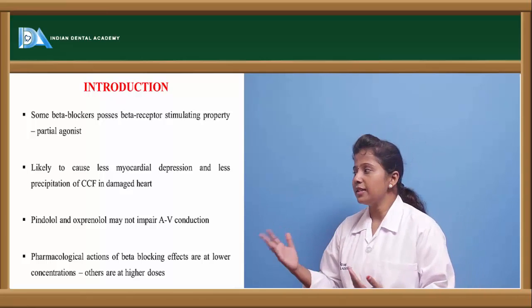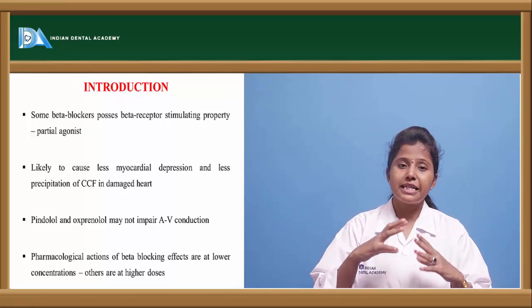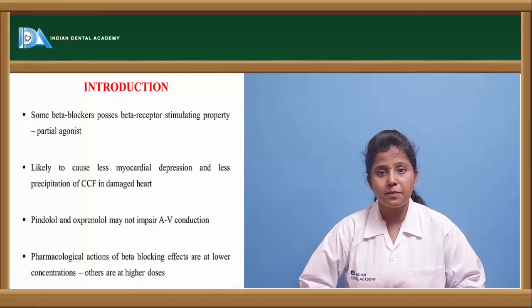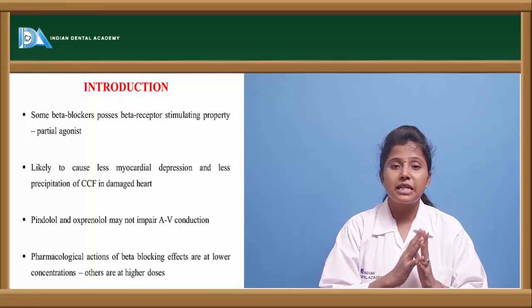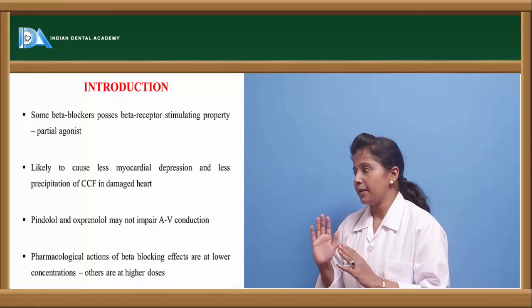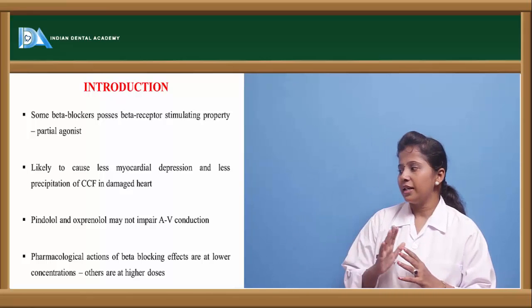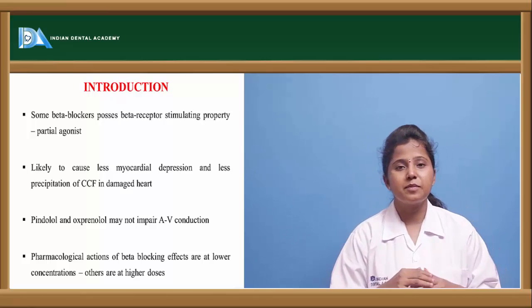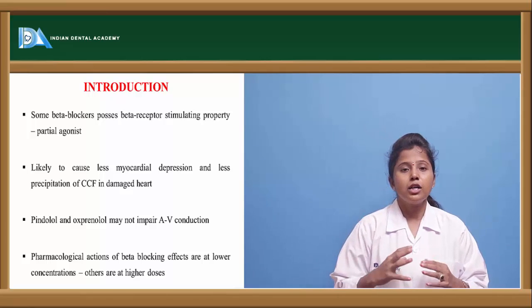So that is the reason the antagonistic action of these drugs depends upon the selectivity towards the beta 2 receptors and the location of the beta receptors where it is present. And here we can see it is likely to cause myocardial depression and less precipitation towards CCF. So what does this mean?